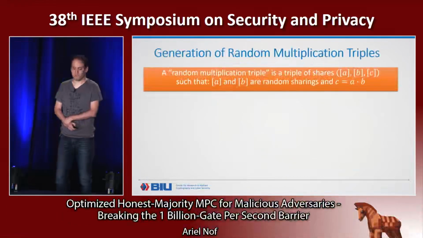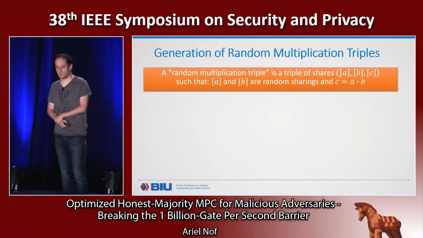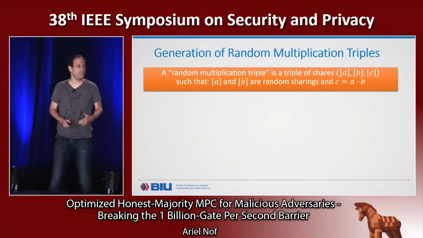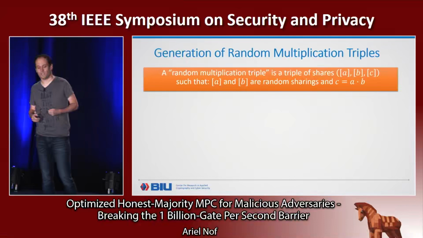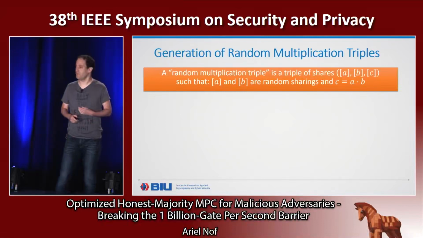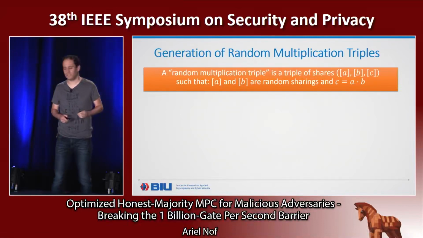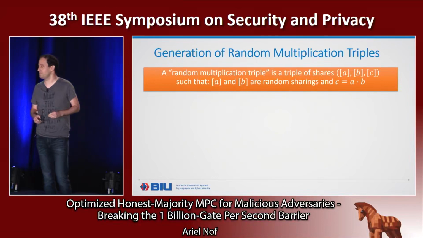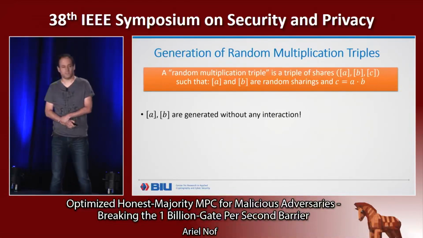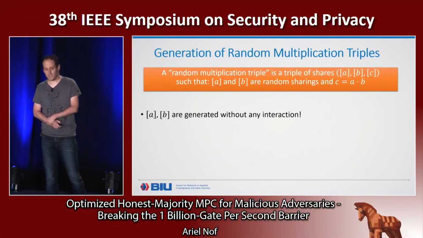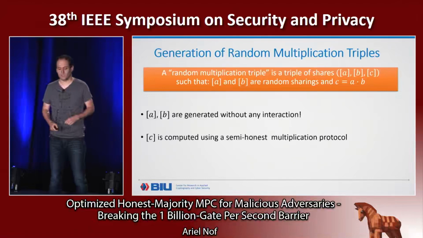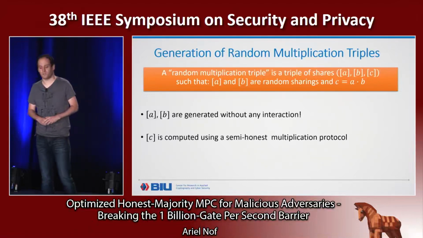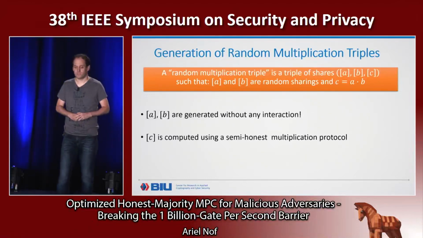So first, what is a multiplication triple or a random multiplication triple? This is a triple of shares, A, B, and C, that are shared among the parties, such that A and B are sharings of random values that are not known to any of the parties, and C equals A times B. Now in our protocol, we can generate the random sharings without any interaction, and then we generate the sharing of C of A times B using a semi-honest multiplication protocol.